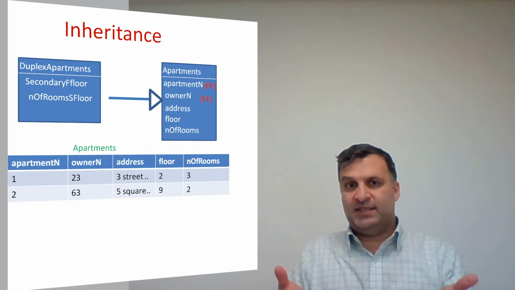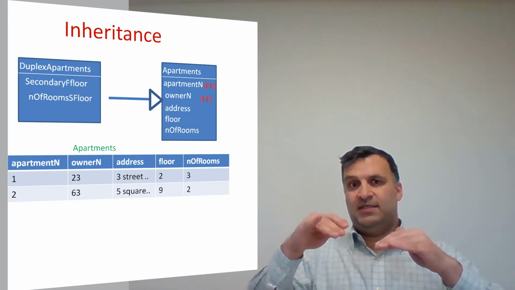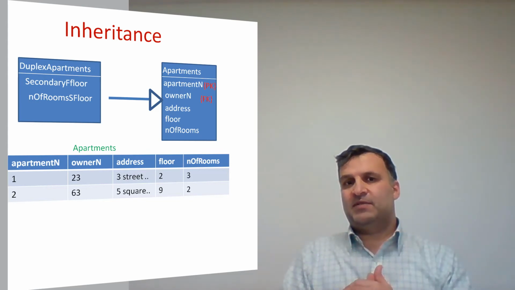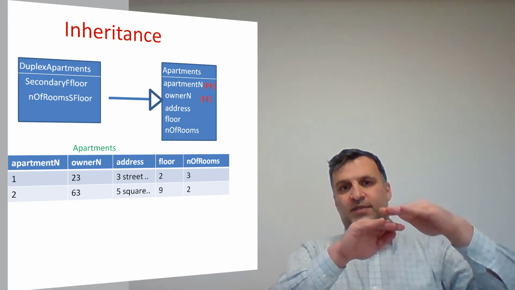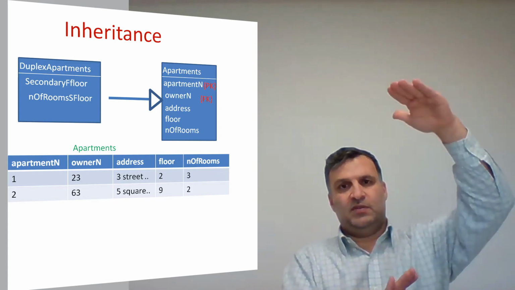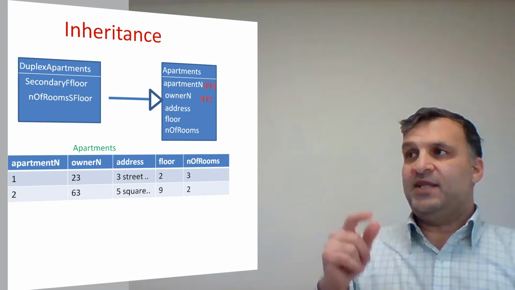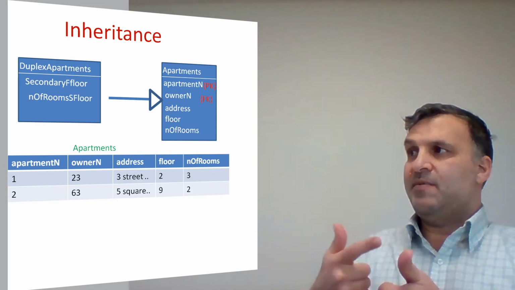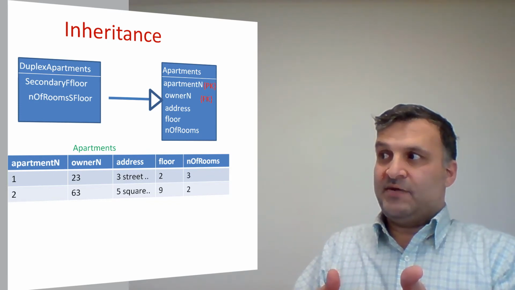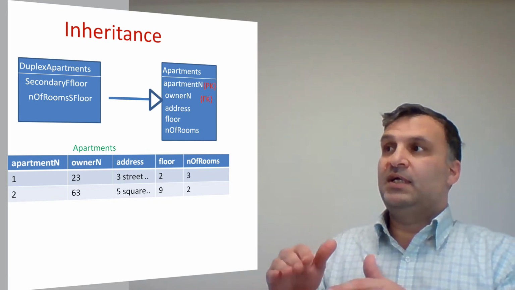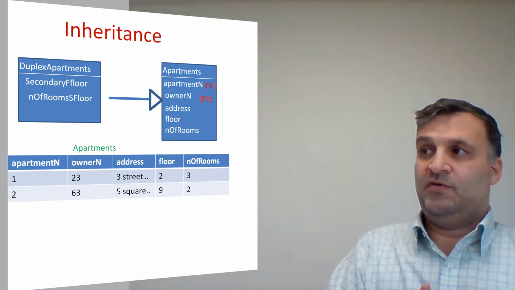You know what a duplex is? Usually we put these sensors in social houses, in apartments, in residences, and some of these apartments are duplex. That means they exist on two floors with one entrance, but with stairs inside that go to a secondary floor. The duplex apartment has an apartment number, apartment owner, address, floor, number of rooms in the first floor, and number of rooms in the secondary floor.